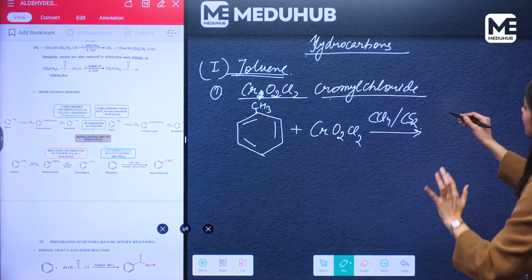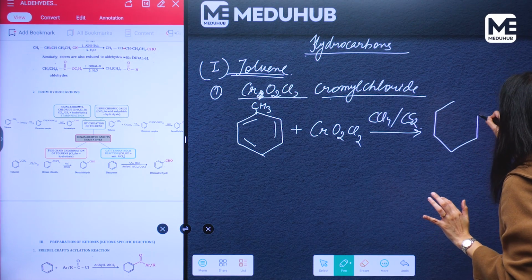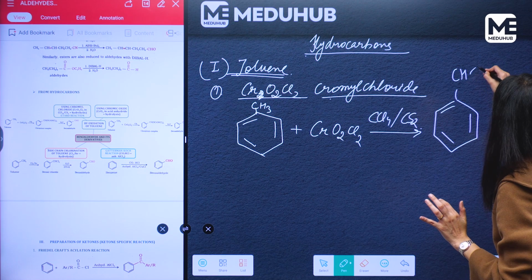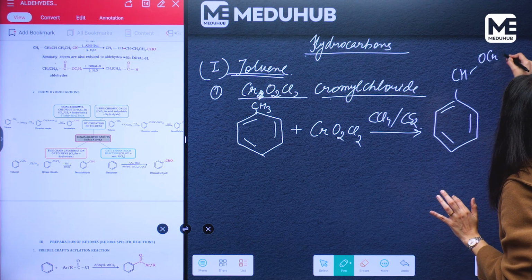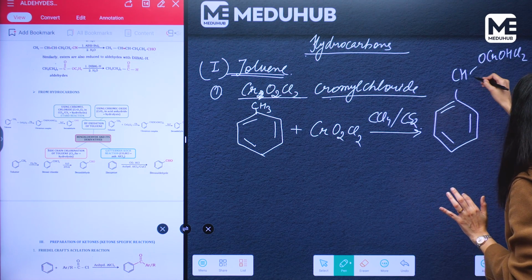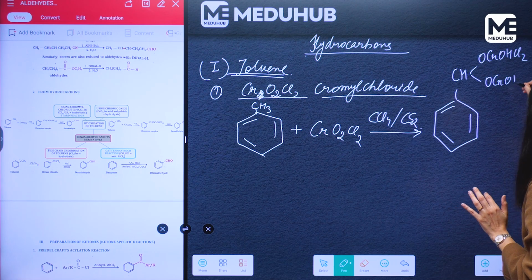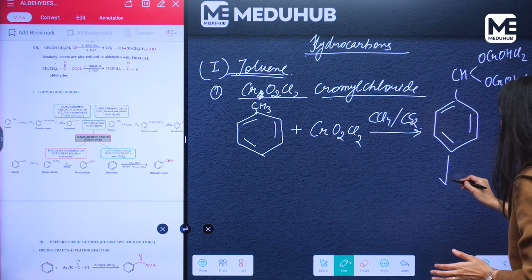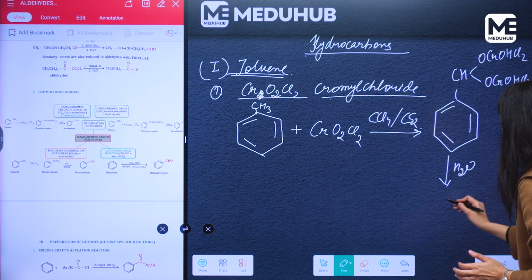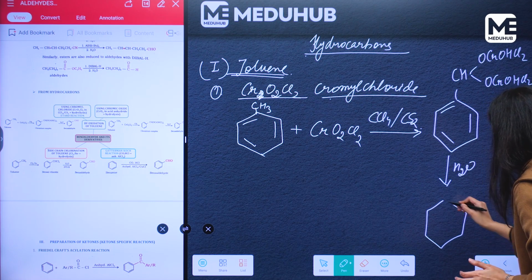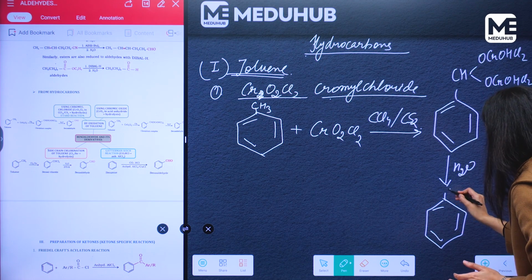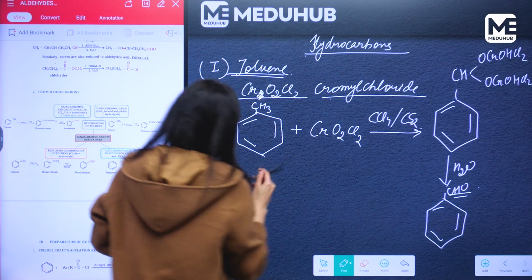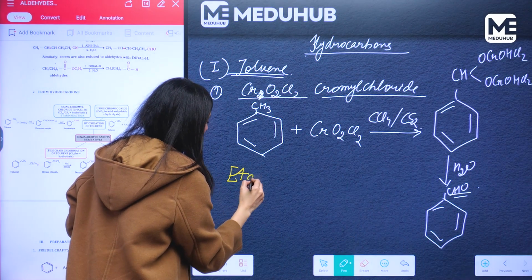So what do we get here? In this solvent, this is the intermediate we get: CH(OCrOHCl2)2. This is the intermediate that we get. This one, decomposed with water, gives us benzaldehyde. This reaction is called the Etard reaction.